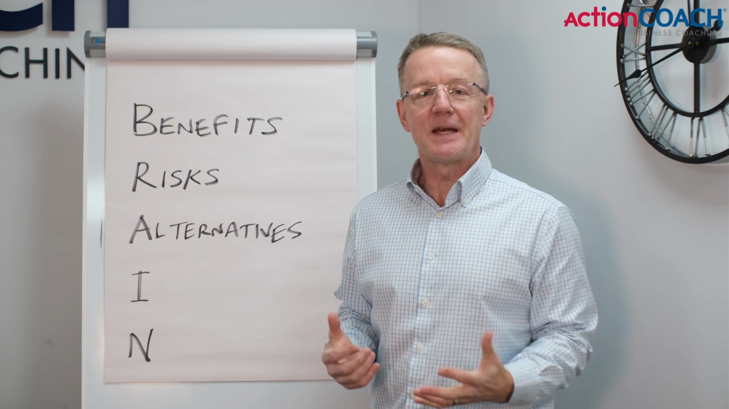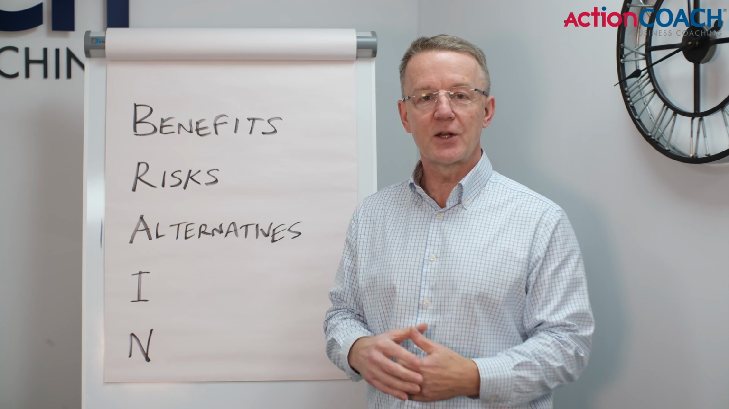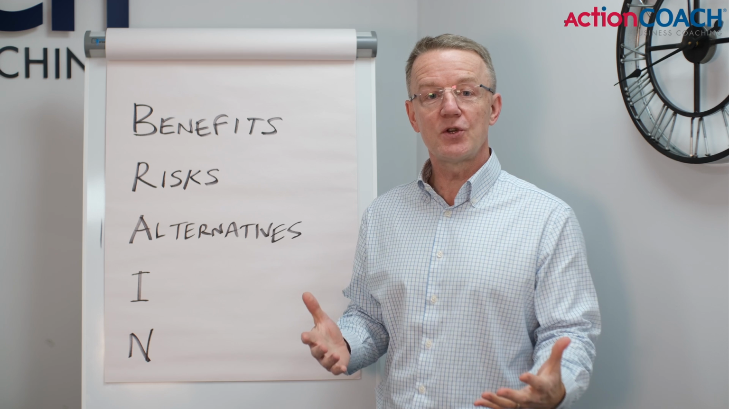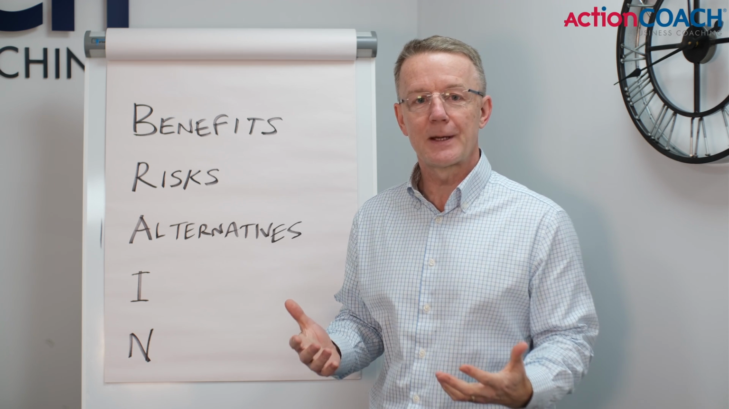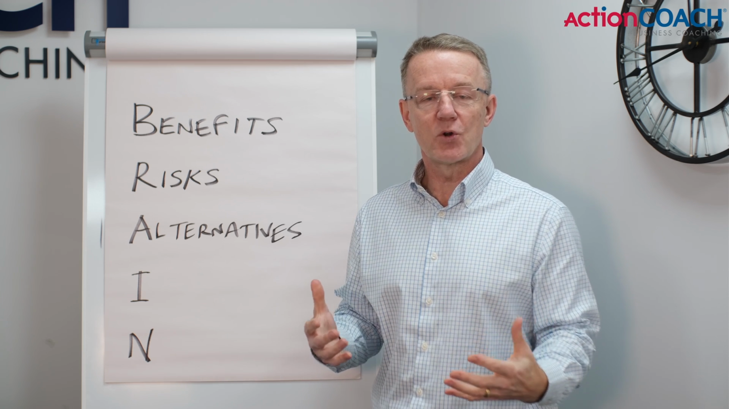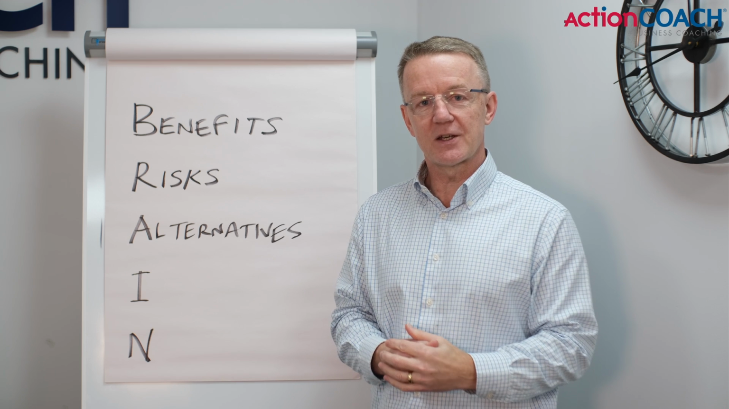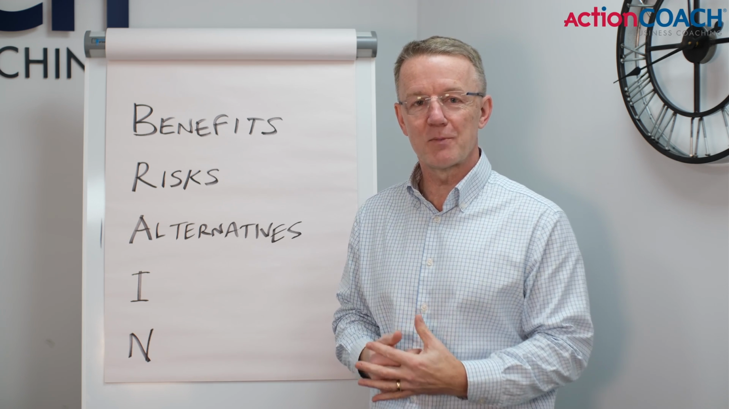Now, the A in the Brain model is all about alternatives. You might be considering hiring a new employee, but what else could you do? Perhaps there's capacity within your existing team to cover these tasks. Maybe you could outsource it to somebody. Maybe there's a system or an automation that could carry out these tasks as well. So it always pays to consider what your alternatives are before you make the decision.